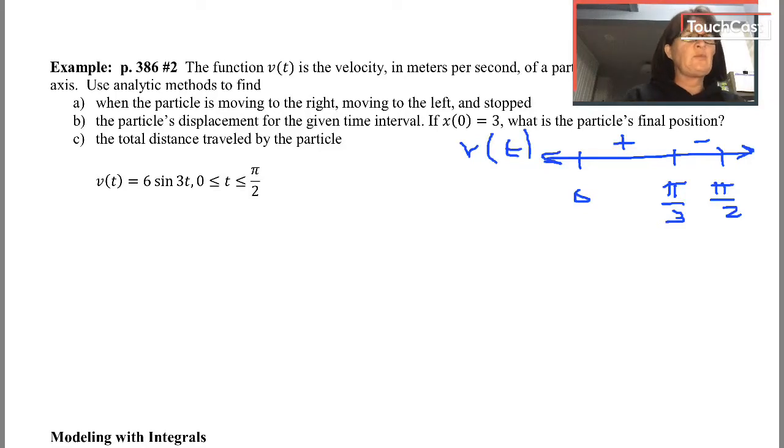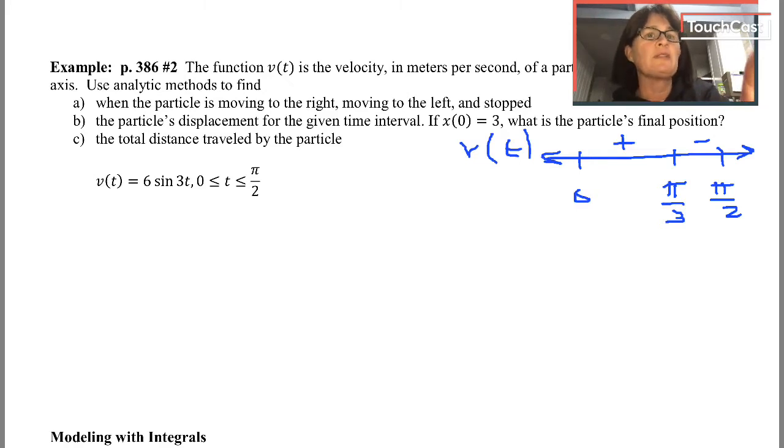All right, so the last video ended with a sign analysis for velocity, so we could answer part A. And we decided that if velocity is positive on the interval 0 to pi over 3, that means the particle is moving to the right for time 0 to pi over 3, and the particle is moving left for time pi over 3 to pi over 2. The particle is stopped at the exact moments when time equals 0 and time equals pi over 3.